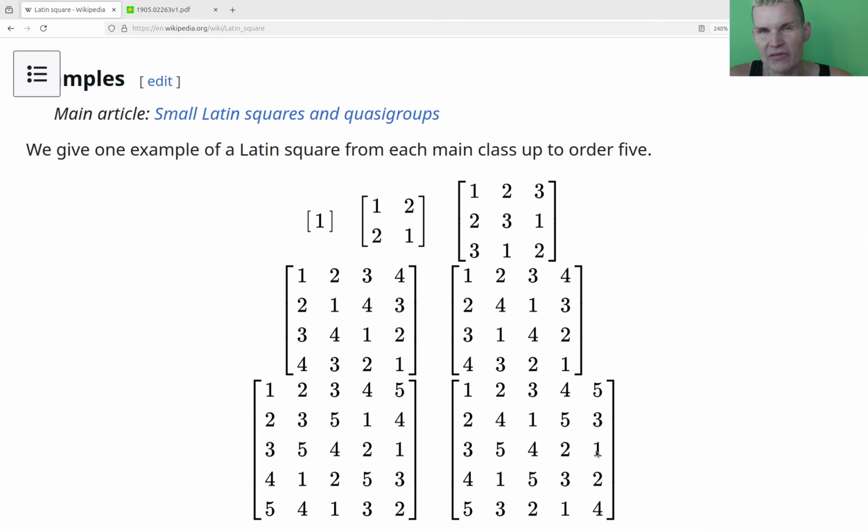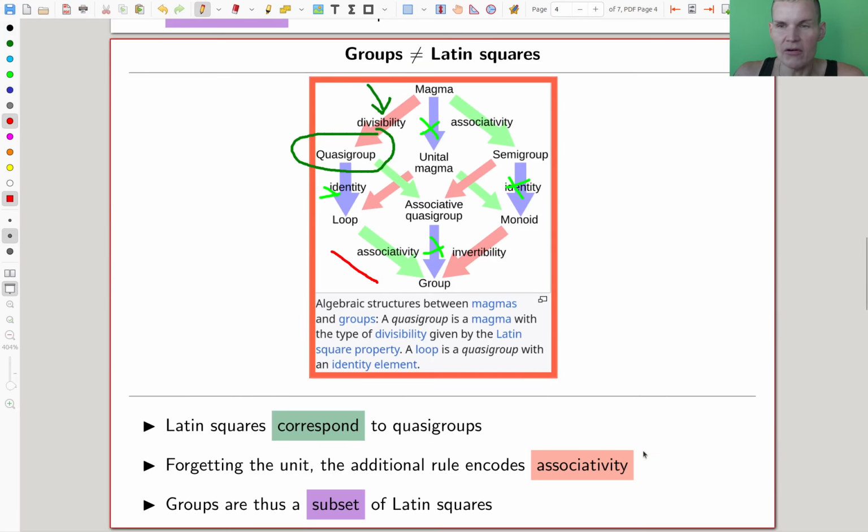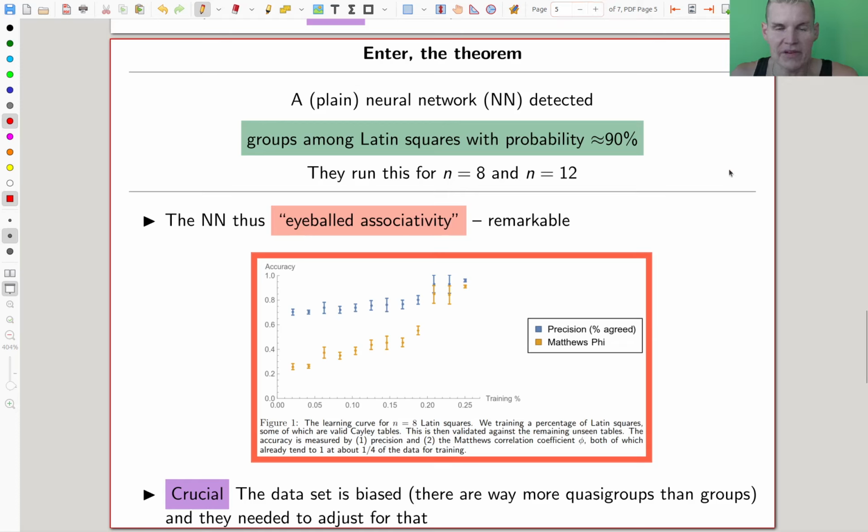Which one is not associative? It looks to me like that's a difficult problem to just eyeball. So it turns out this is Z mod 5 and this is not a group. But how can you tell that just by looking at the table? It seems to be a really difficult problem. And the idea is now to train a neural network that can actually detect this associativity in a Latin square. And they were really successful doing that, which I think is more than 90%.